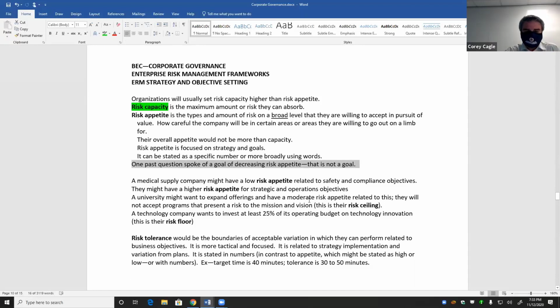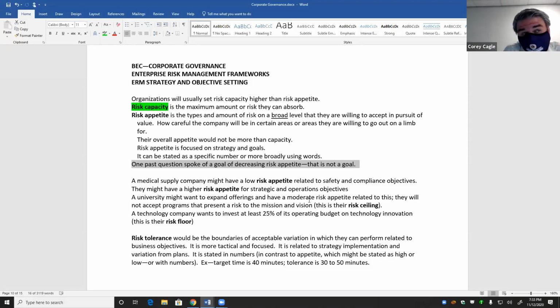There's some question, I don't know if it was here or somewhere else, that talked about a goal of decreasing risk appetite. That's not a goal. It sounds like it might be a goal. It's like, we need to figure out a way to decrease our risk appetite. But no, that's something where you just ask, what's our risk appetite here? You don't have a goal to decrease that.